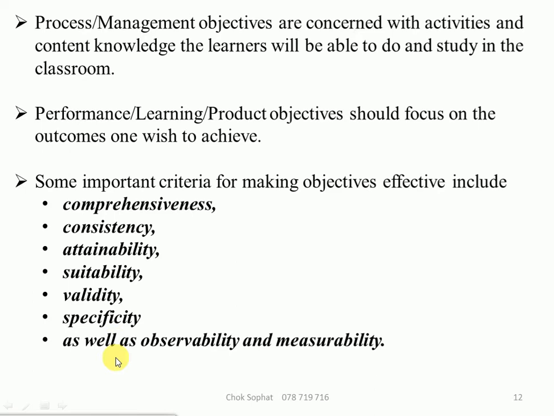Do not write an objective that cannot be measured. Especially you have to use the action verb. So an action verb can be measurable. A linking verb or non-action verb cannot be measurable.